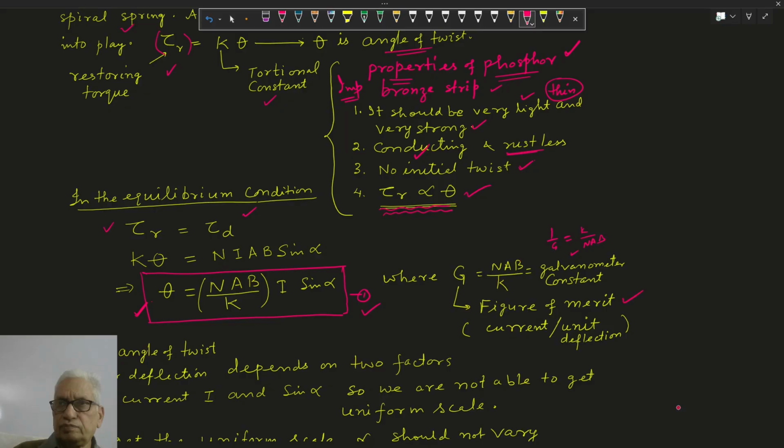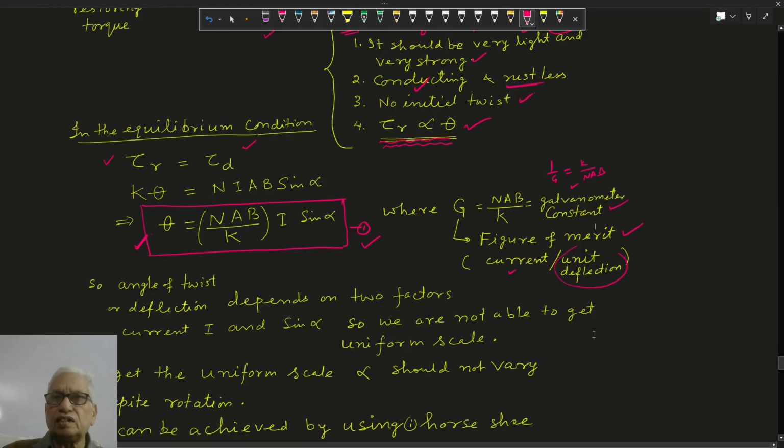Anyway, this is also a constant quantity. Sometimes it's called figure of merit. Current per unit deflection is called figure of merit. Actually, it is 1 by G. 1 by G is a constant. So this is also a constant. Galvanometer constant को 1 by G बोल रहा. Now, this angle of twist or deflection depends on two factors rather than one.